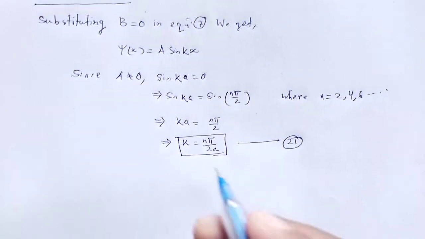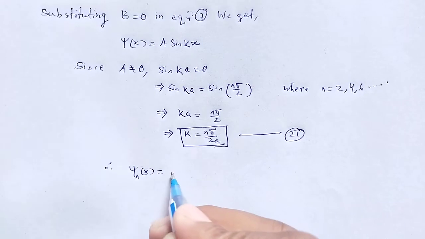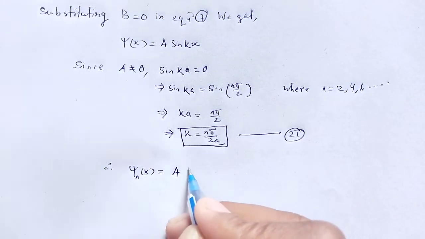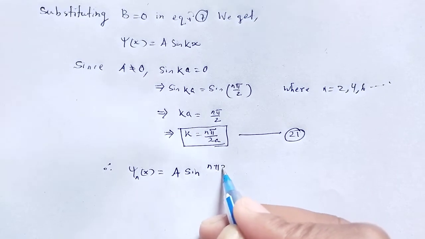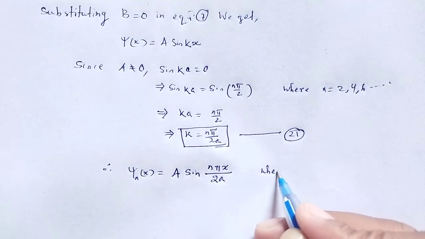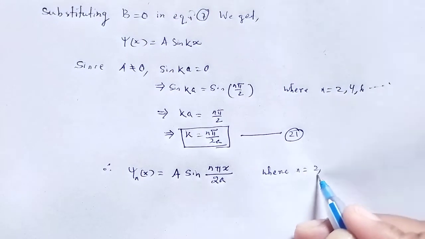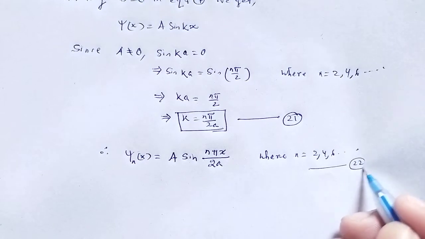We substitute the value of k, n pi by 2a, as required in equation number 21. Therefore, the wave function psi of x is a sin of n pi x by 2a, where n stands for 2, 4, 6 and so on. That is equation number 22.